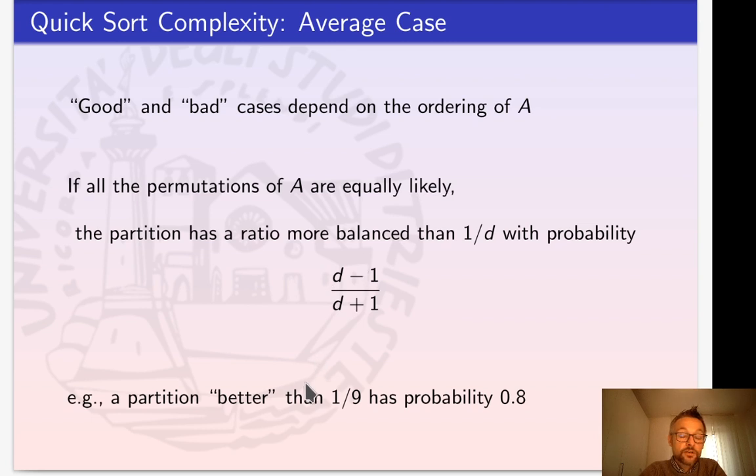So if you want to get a partitioning in which the ratio between the length of S and the length of G is greater than 1/9, then you can get it with probability 8 divided by 10. Okay, and this is it.